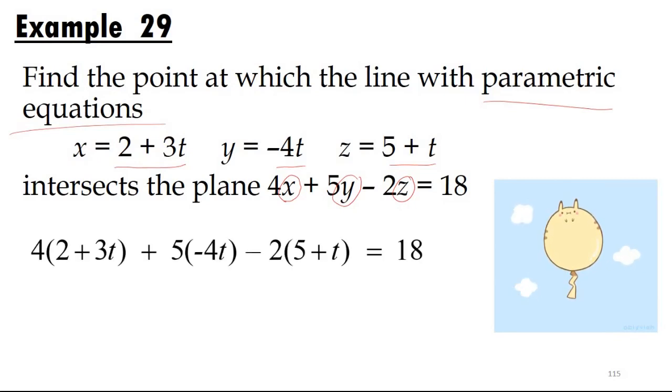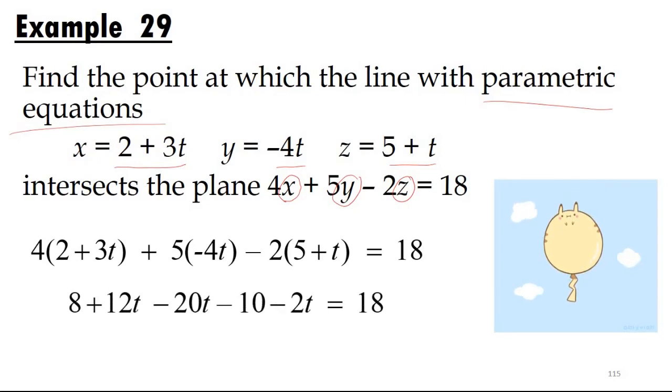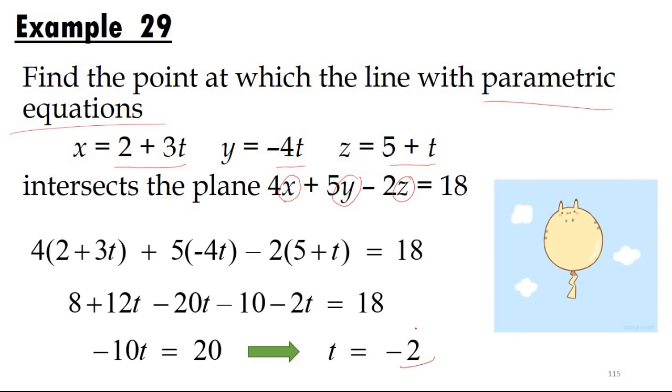Okay, so that nanti you will get the value of t lah kat sini. So, this one got 8 plus 12t minus 20t minus 10 minus t equal to 18. And then kalau kumpulkan t, so we get negative 10t equal to 20. So t is equal to negative 2. Okay, dah dapat negative 2 here, senang dah. Substitute back into here. Then you will get lah the point of x, y and z.